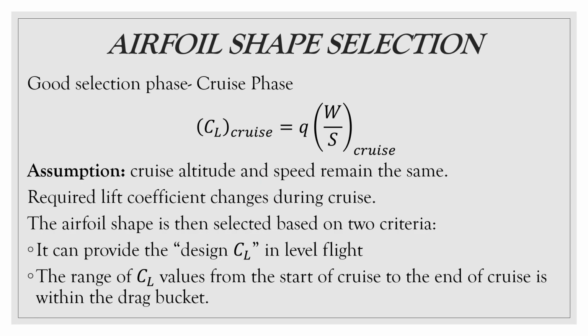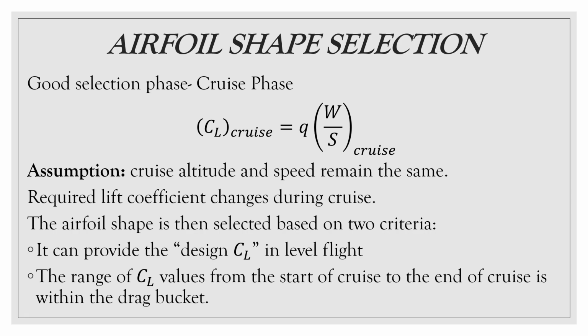So, the airfoil shape selection. Now a good starting point in the selection of airfoil cross section is to consider the cruise condition. There the required lift equals the weight, so that we have CL at cruise equals Q into W by S, that is, dynamic pressure into wing loading at cruise.